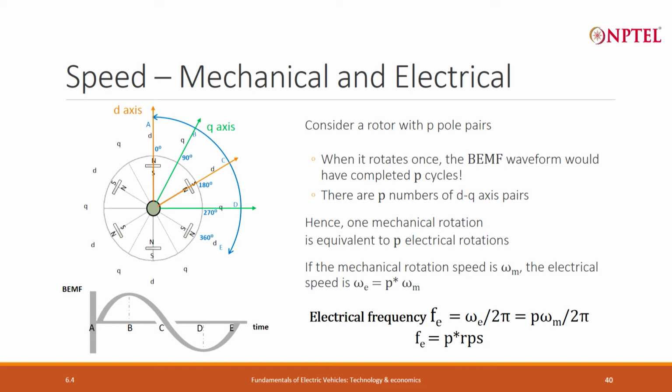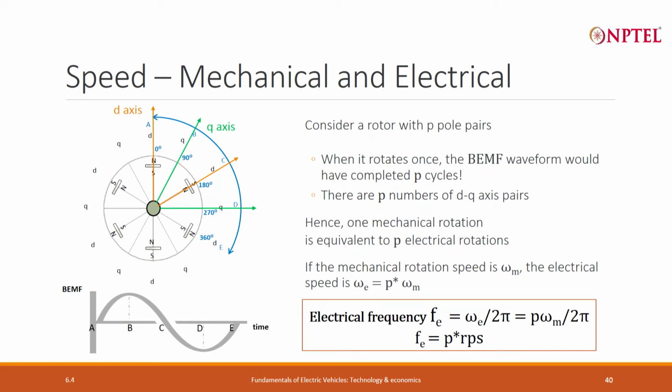And of course, instead of going into omega and 2 pi and everything, if you know what is the RPM divided by 60, you will get the rotations per second, and rotations per second multiplied by p is the frequency. That is what the last line is indicating to you. The frequency is p times RPS, is a simpler form of remembering how to calculate the frequency. Is this fine?